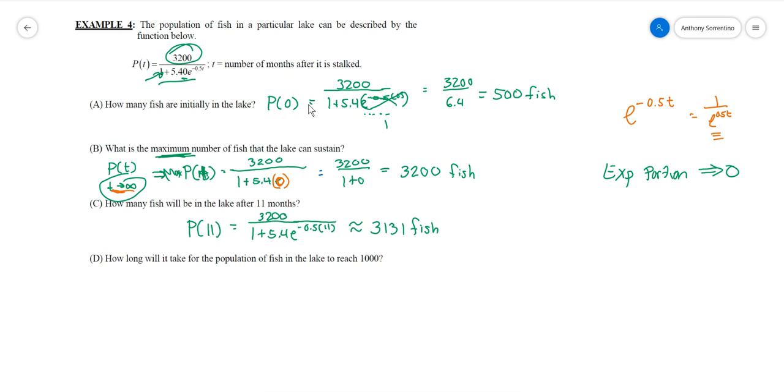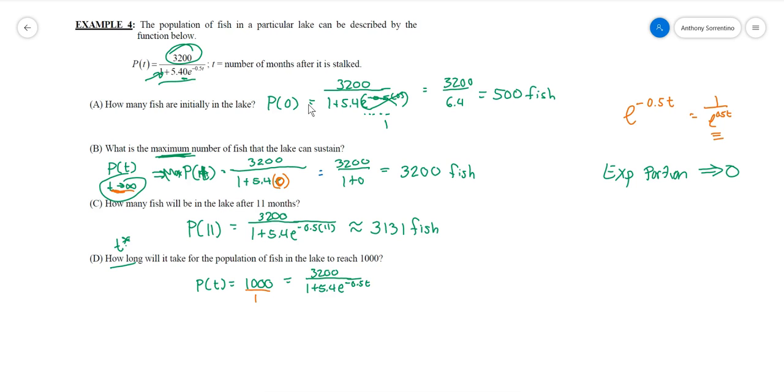And now it says, how long will it take for the population of fish to reach 1,000? So now we're saying, okay, we know that P of t equals 1,000. And of course that equals 3,200 over 1 plus 5.4 e to the negative 0.5t. I want to solve this equation for t because it's asking for how long, so it's kind of an indicator that t is what we're looking for here. I also want to keep in mind that I have something written as a fraction on the right. I can rewrite this as a fraction, and I can cross multiply.